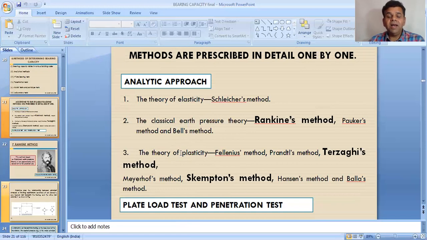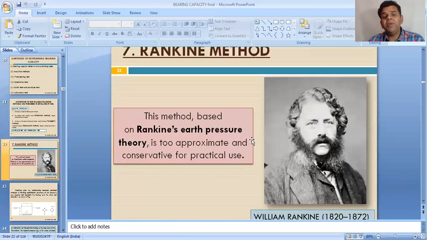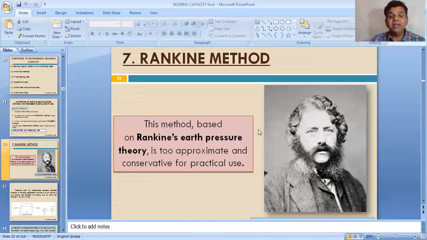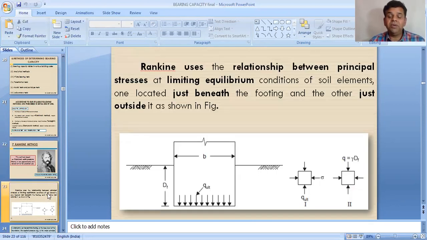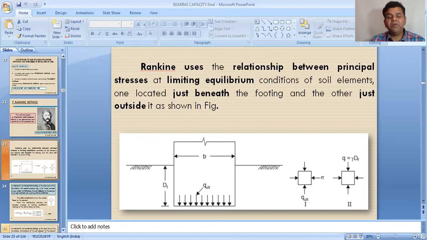These are the tests, the methods, in addition to the field tests, that is plate load test and the penetration test. Then we also discuss what is the Rankine theory. Rankine gave us an idea as to how we can find out the depth of the foundation, though it is a very approximate method and very conservative to be used for practical purposes. Already discussed with you that he considered element 1 and element 2, one below the foundation and the second element just far from the vertical face of the foundation.